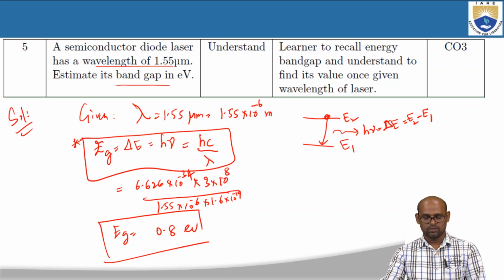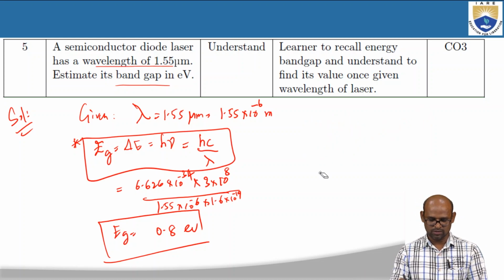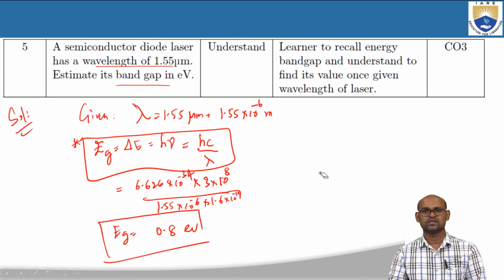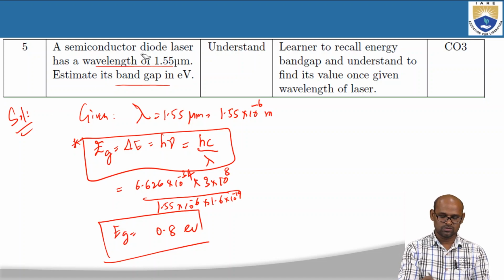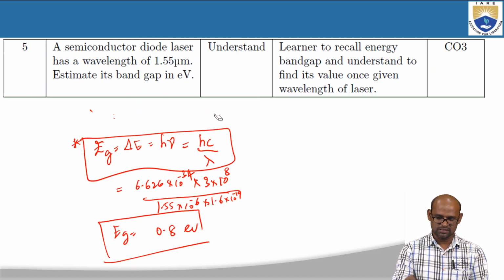Okay. Yeah, so that is the solution. The energy gap of the semiconductor diode laser is found to be around 0.8 electron volts. Okay, let us go to the next problem. So these are the 5 problems on lasers.